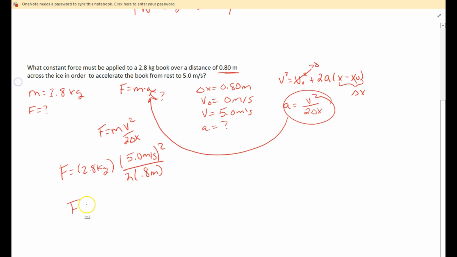When I plug all that in, you should get something along the lines of 43.75 newtons. All right. If we go ahead and round this to sig figs, my force is going to be 44 newtons. And that's how we get that one.